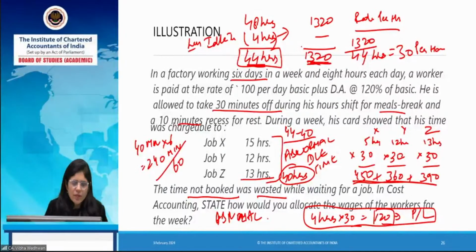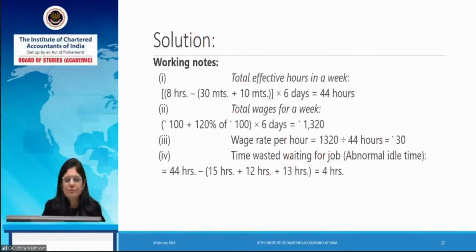All right. Okay. So let us move on. I hope students, you have understood this. Okay. Let's move on. So we have this solution also. So 44 hours, 1320, 30. Abnormal idle time is 4 hours. You can have a look at the final time.